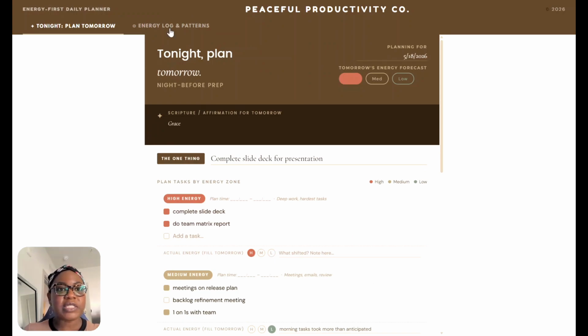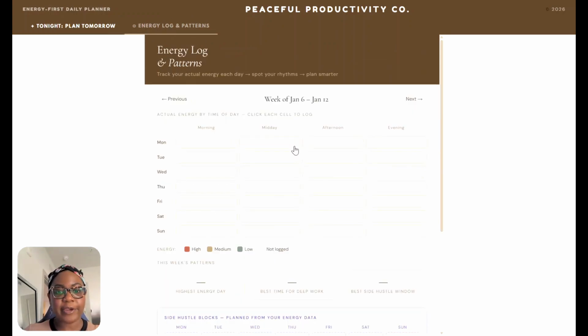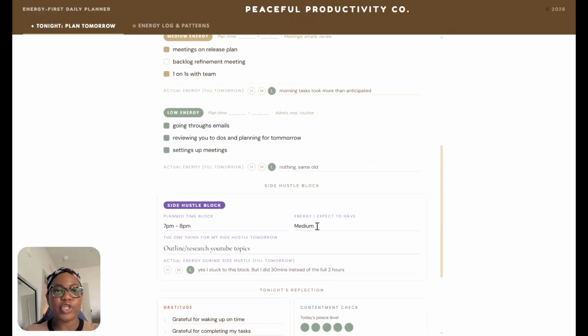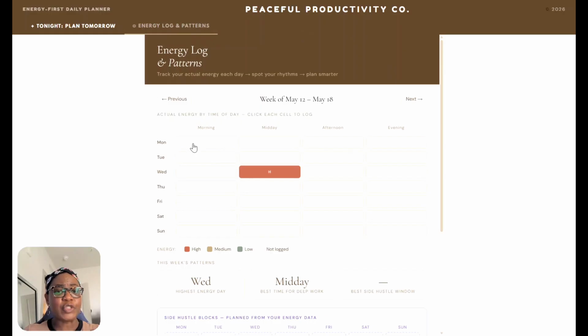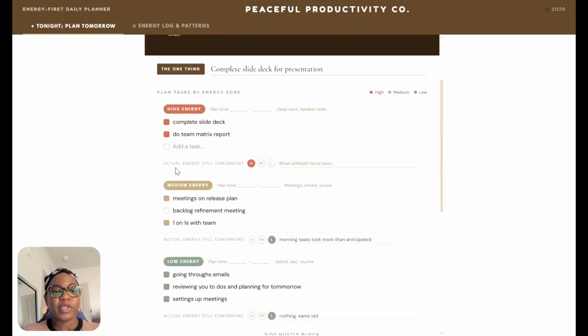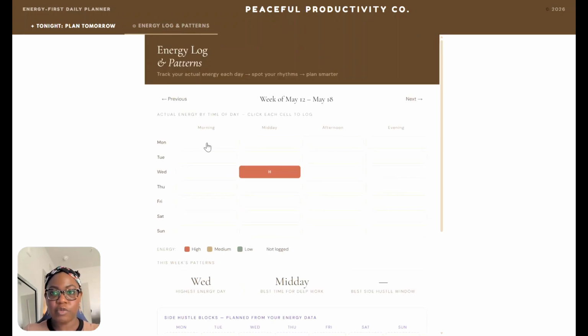Now, once you do this, if you come to this log right here, energy log right here. So this right here, this one says actual energy by time of day. Once you write all of this, since you are planning for tomorrow, you're going to come right here and you are going to write your actual energy. So for example, let's say your actual energy here was high, actual energy was low that you've already filled out, right? So you're going to go there and fill high, low, low for tomorrow. This is what you're going to do Monday. So Monday morning is high, midday, medium.